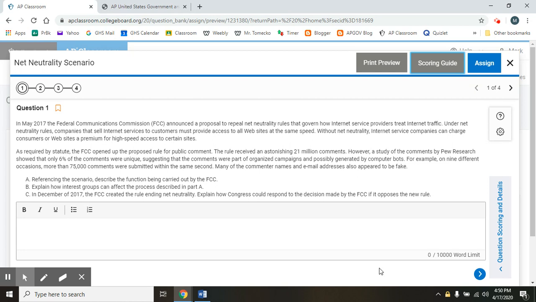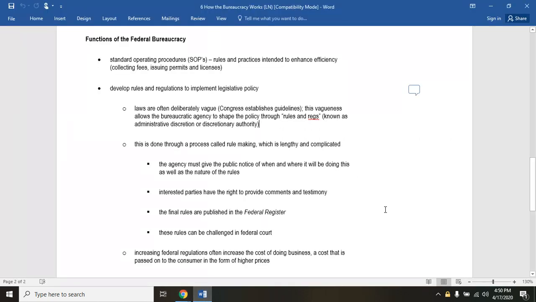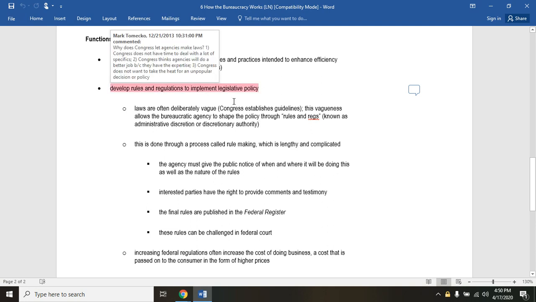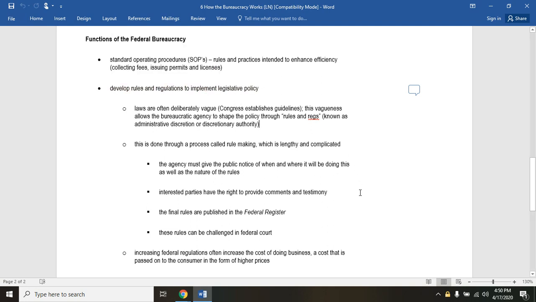So we had talked about that process, how they propose rules and then there's a comment period, and then ultimately those rules go into effect. Okay, I'm going to show you again the notes that I provided you. This is functions of the federal bureaucracy. And right here, this second bullet talks about developing rules and regulations to implement legislative policy. Okay. The process itself is spelled out here. This is done through a process called rulemaking, which is lengthy and complicated. And then it walks through how that works.